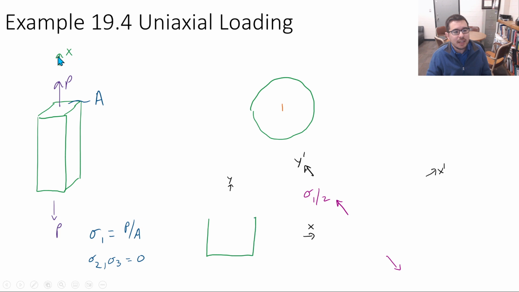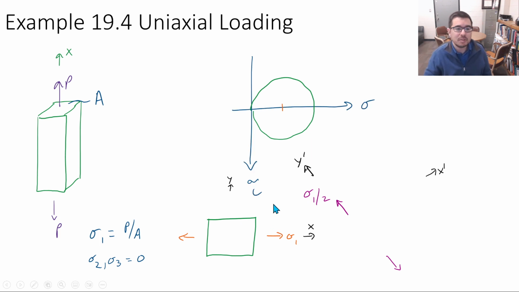So if this is x in that direction, we can say that sigma 1 is in the x direction, okay, and y could be either left, right, it could be coming out of the board. It doesn't really matter for this particular problem. But we want to pick an element that has plane stress on it, because that allows us to do our transformations in Mohr circle.